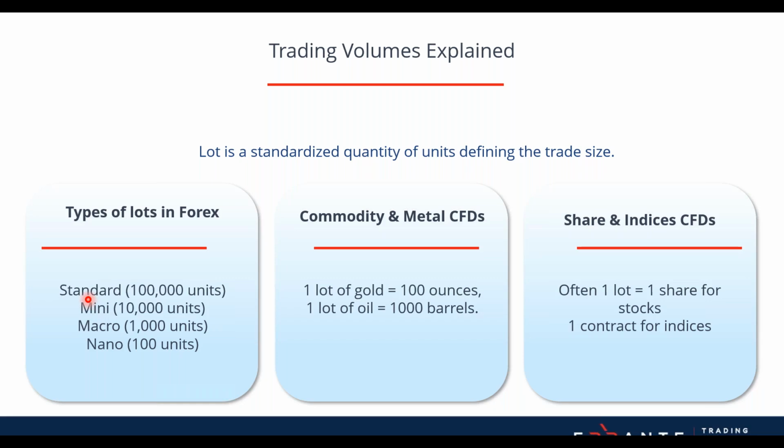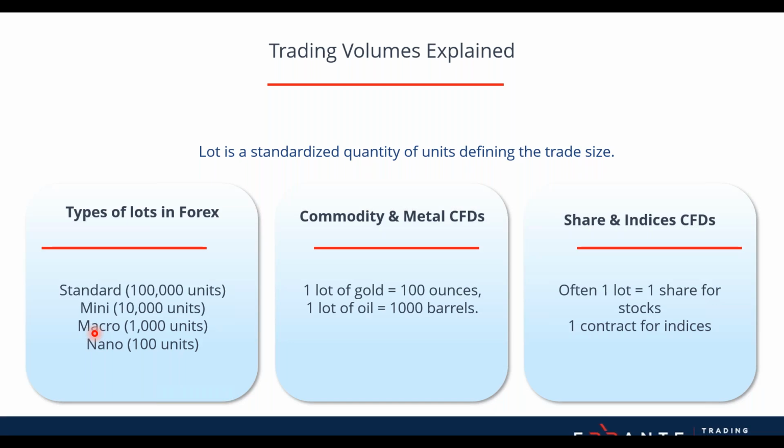And then the mini lot comes. A mini lot represents 10,000 units, great for those who are new to trading or looking to minimize risk. And then the micro lot, which is only 1,000 units. A micro lot is even smaller and offers even more precise risk management. And then the nano lot, which is not offered by many brokers, but it's better to know it.